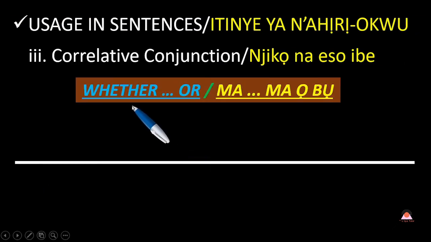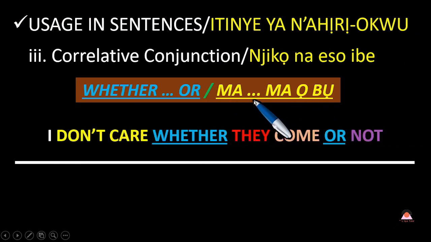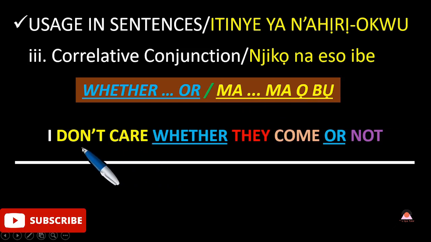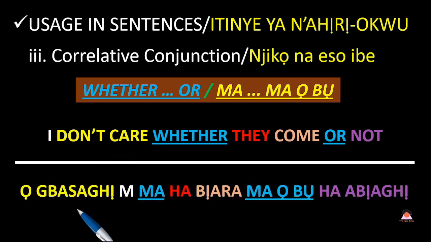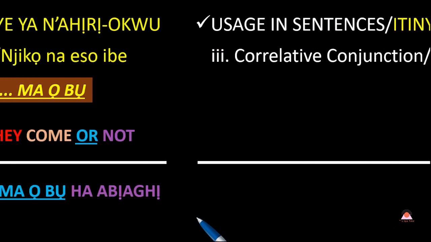Let's go to the next example. Whether or, the word is in Igbo, ma, maọbụ. Move to example in sentence. I don't care whether they come or not. In Igbo, what is this? Ọ gbasaghị m ma ha bịara maọbụ na ha bịaghị. Okay? That is what it should be. So that is it. We'll move on to the next one.